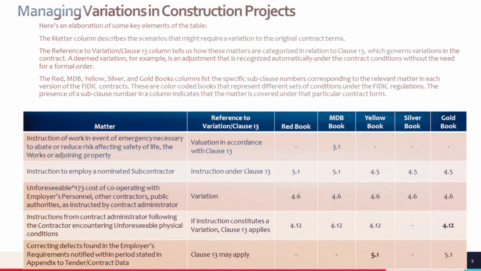The table is organized into several columns, each serving a specific purpose. 1. Matter. This is the first column, where we list out various scenarios or issues that might arise during the execution of a construction project. Examples include emergency work instructions, employing subcontractors, or adjustments due to changes in laws or technology.